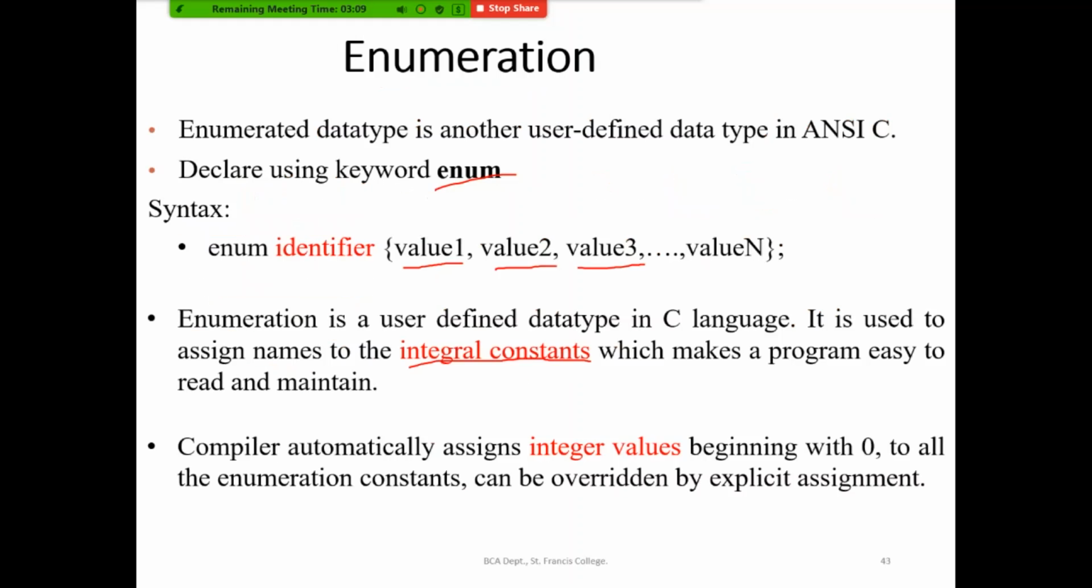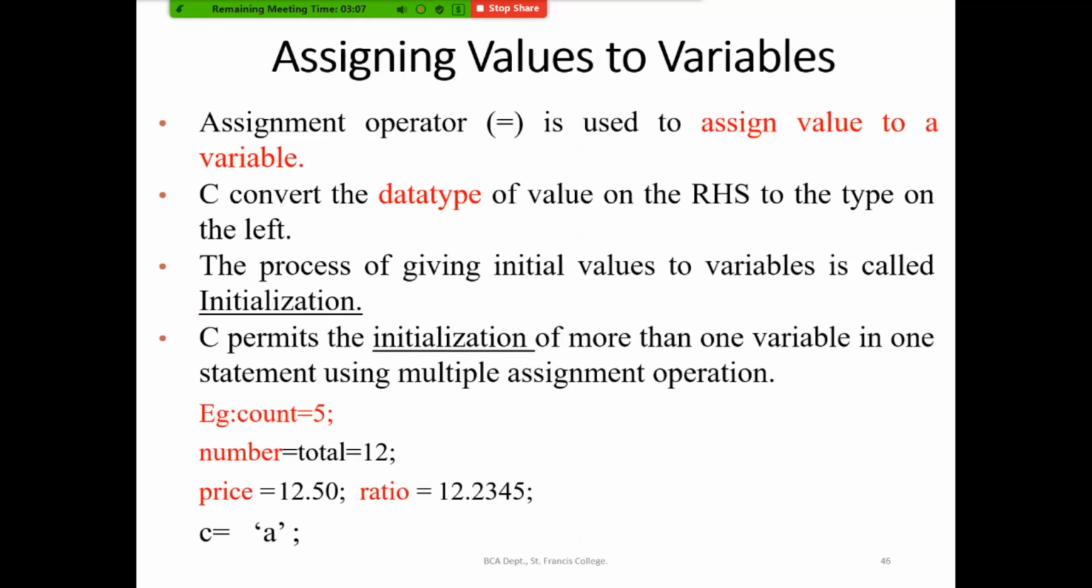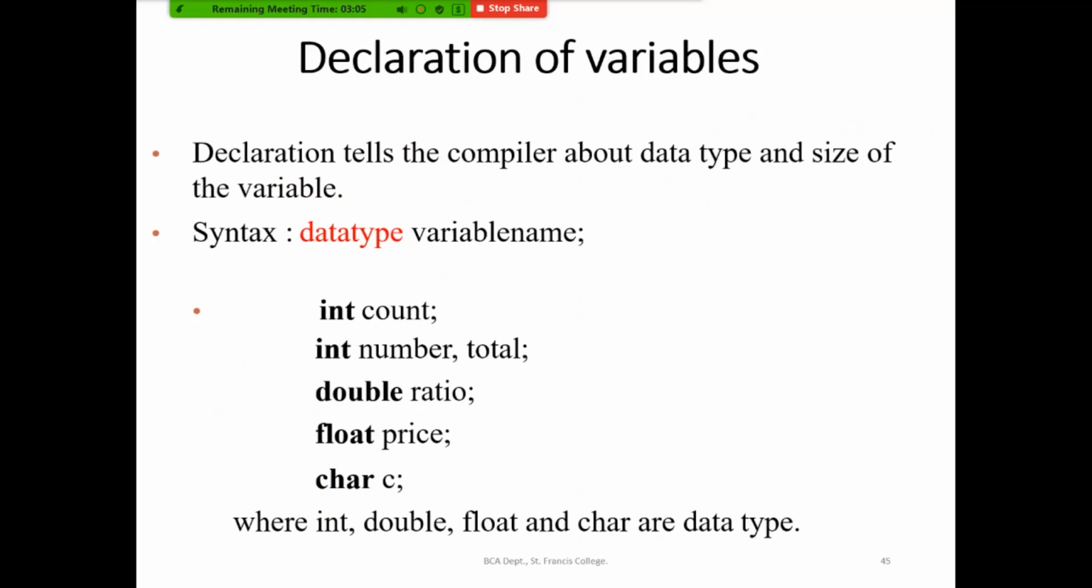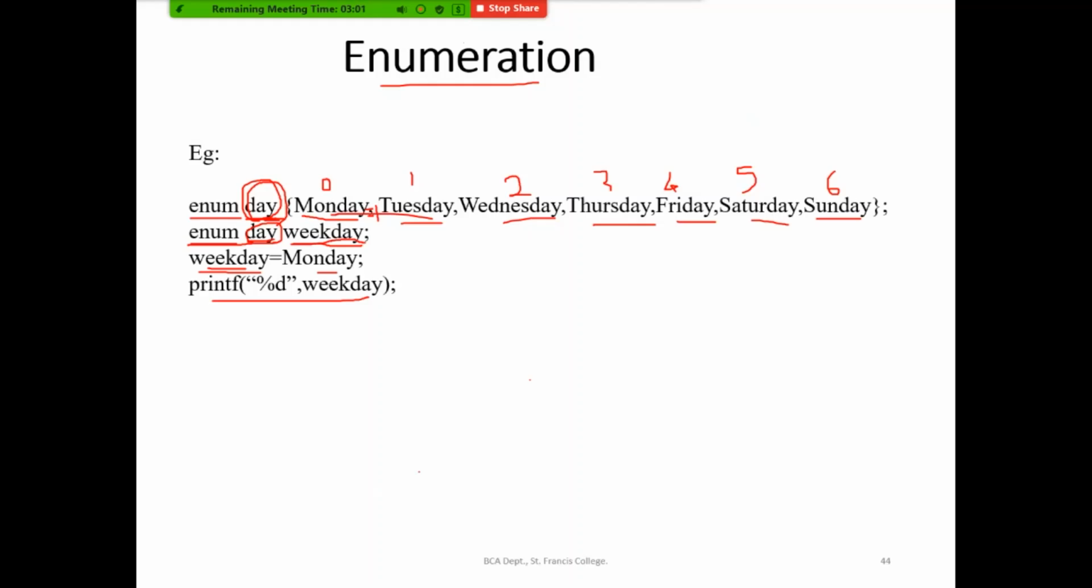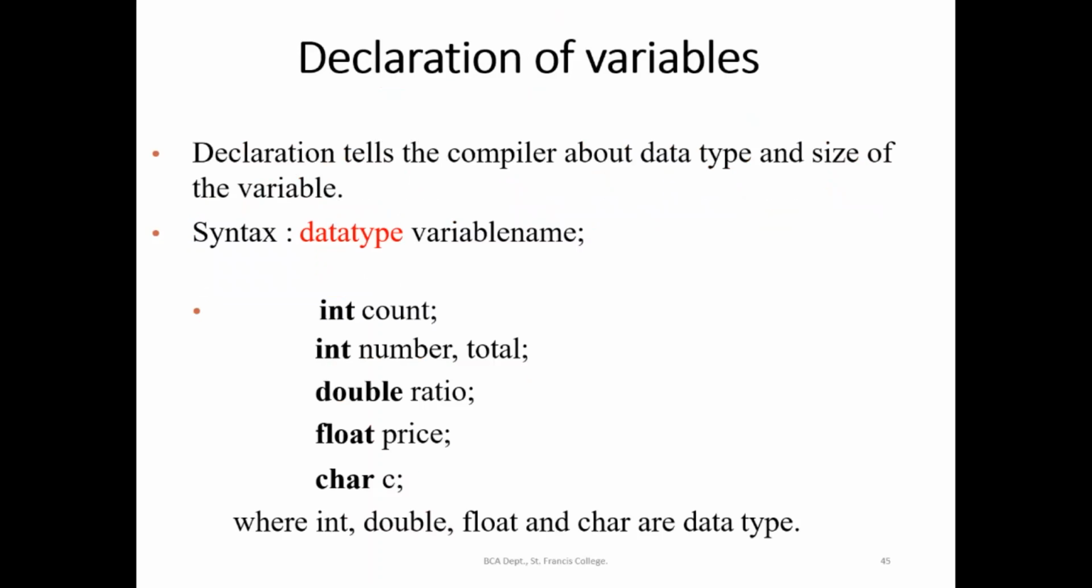Okay, so these are the different types of user-defined data types. User-defined, fundamental and derived, these three types of data types we have finished. So the next topic is the declaration of variables.